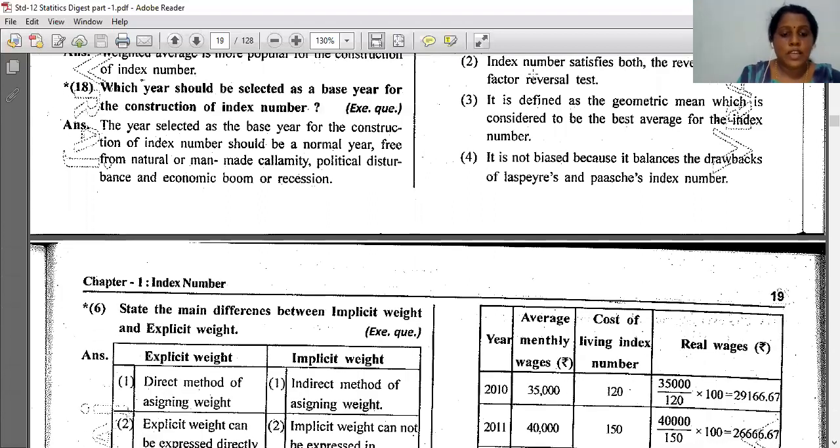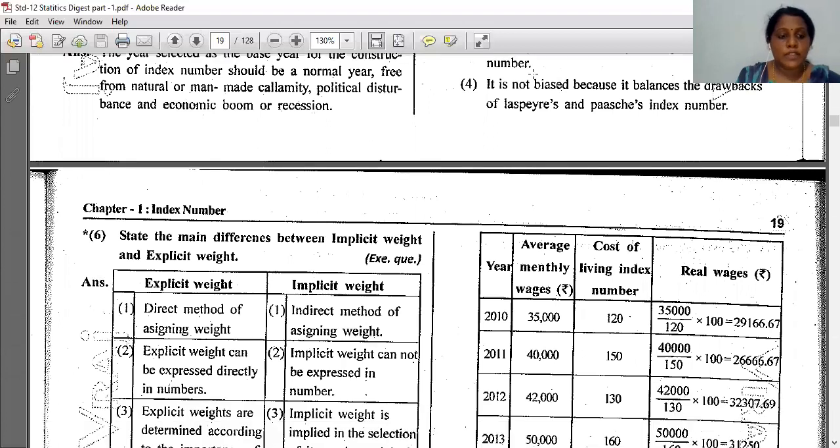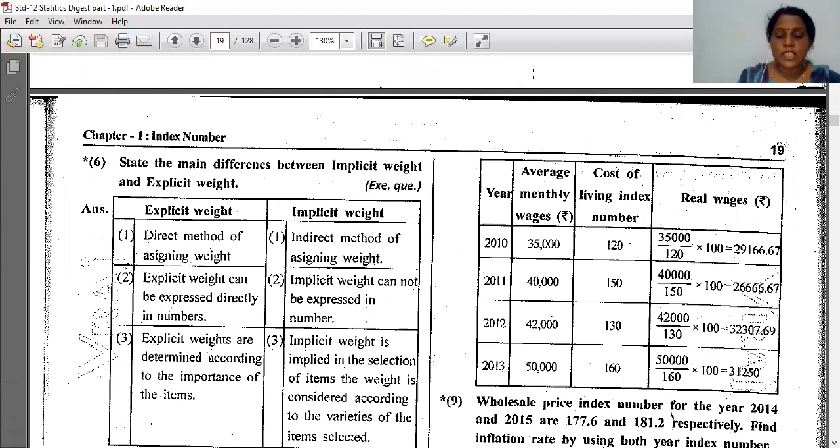Now sixth one, important question, difference between implicit weight and explicit weight. Whenever you are writing the differences, first of all in any subject, statistics, OC, accounts, eco, any subject, when difference is given, first point should be your definition only, right? So first is definition: explicit is direct method of assigning weight, and implicit is indirect method of assigning weight.